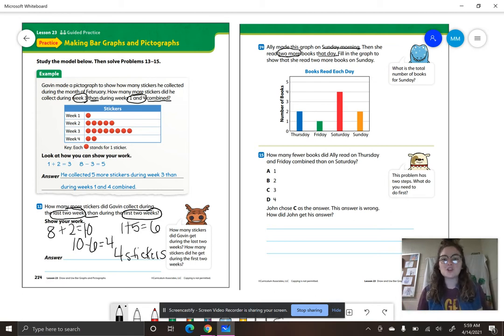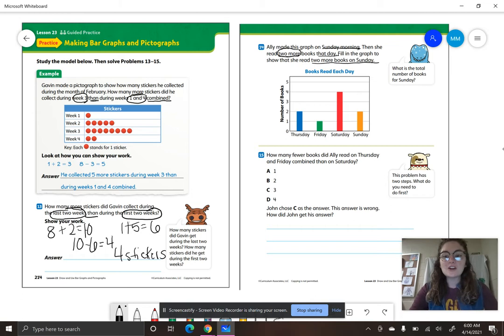Fill in the graph to show that she read 2 more books on Sunday. All right, Smarties, so we have a bar graph. Allie tracked the books that she read on Thursday, on Friday, on Saturday, and Sunday. On Sunday morning, she had read 2 books, but then she read 2 more. I want you to go ahead and show what our bar will look like after she read 2 more books. Go ahead and fill that in, and then we will compare our answers.